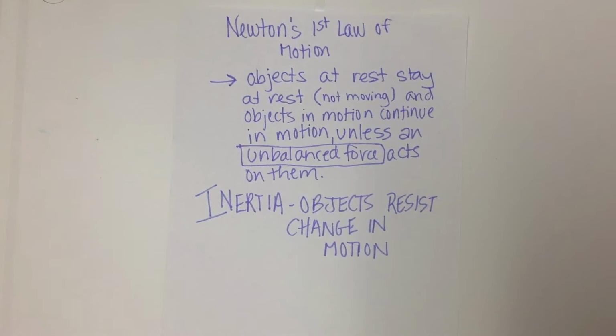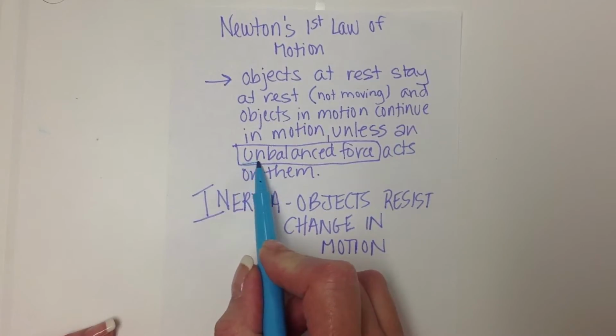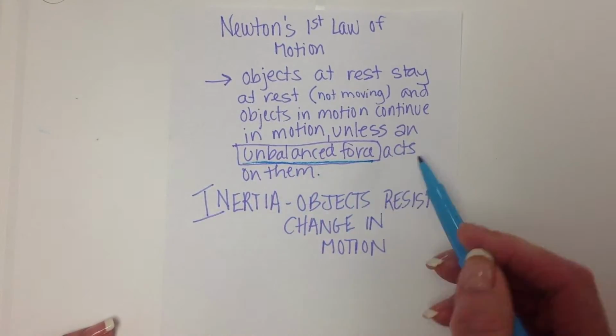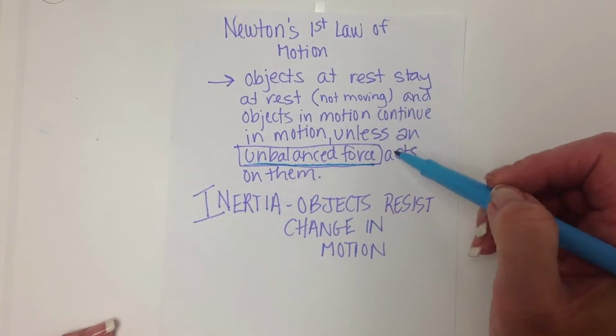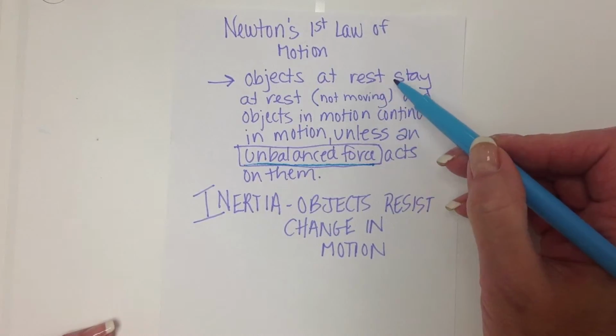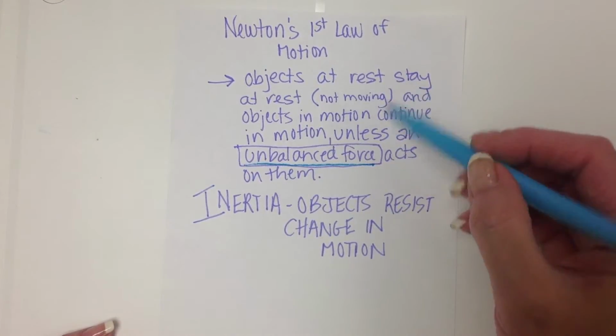Alright, so this starts our physics review, and we're going to start with Newton's first law of motion. This law states that objects at rest will stay at rest, and objects in motion will stay in motion unless an unbalanced force acts on them. So it's really the clue here, and the key is that if an unbalanced force acts, something will change. The moving object will stop, or the non-moving object will begin to move.